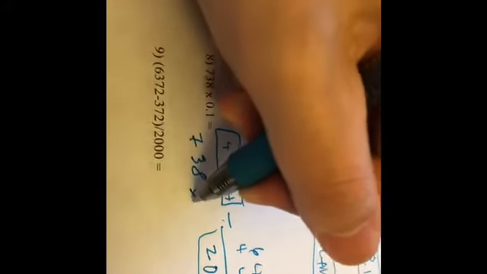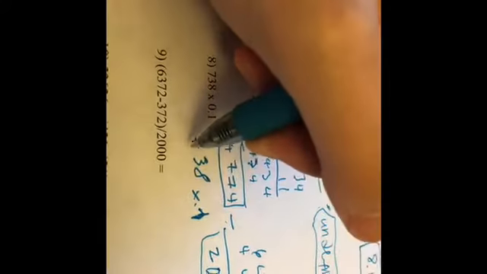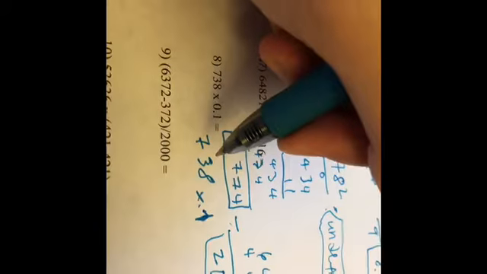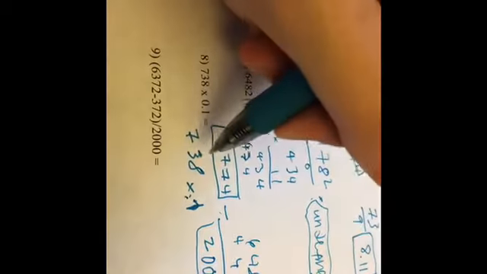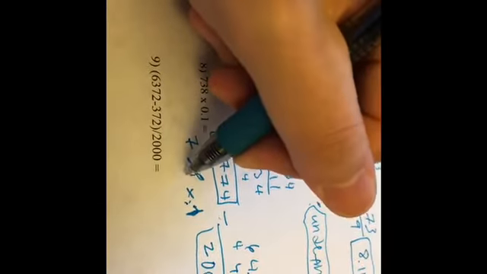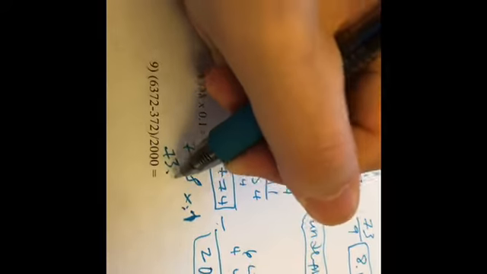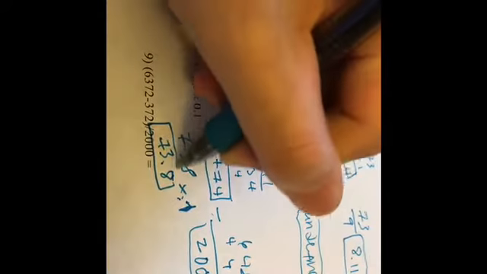738 times 0.1 is also really easy. You just have to times it by 1, like 738 times 1, which is still 738. But because there's a decimal point one place to the left, that means the answer is 73.8.